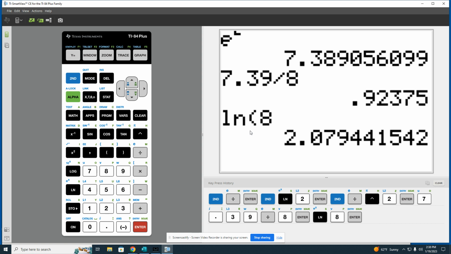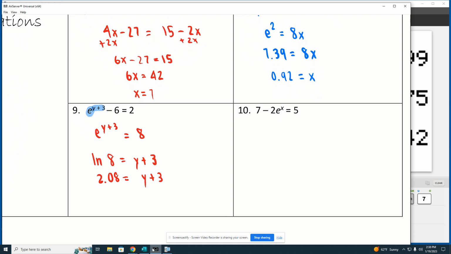So here I get 2.08 equals y plus 3. So the last thing I'm going to do is subtract that 3, so you get negative 0.92. And that's it. Now, the last one has one little trick to it.